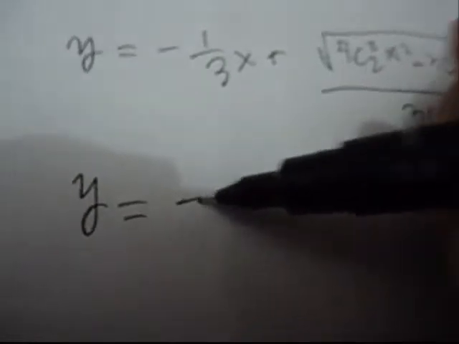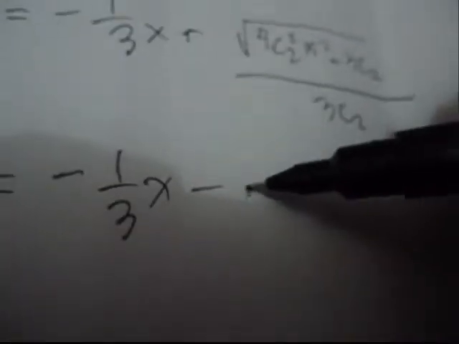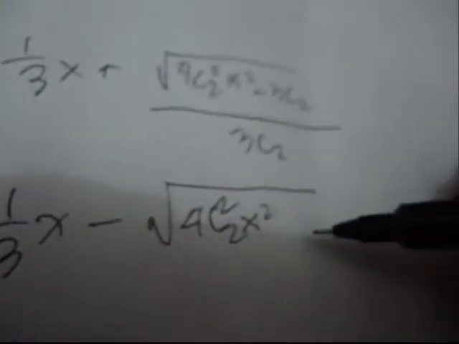That is correct. So we have solutions in this problem. The first solution is y equals negative 1/3 x plus the square root of 4c2 squared x squared minus 3c2 over 3c2, and the second solution is y equals negative 1/3 x minus the square root of 4c2 squared x squared minus 3c2 over 3c2.